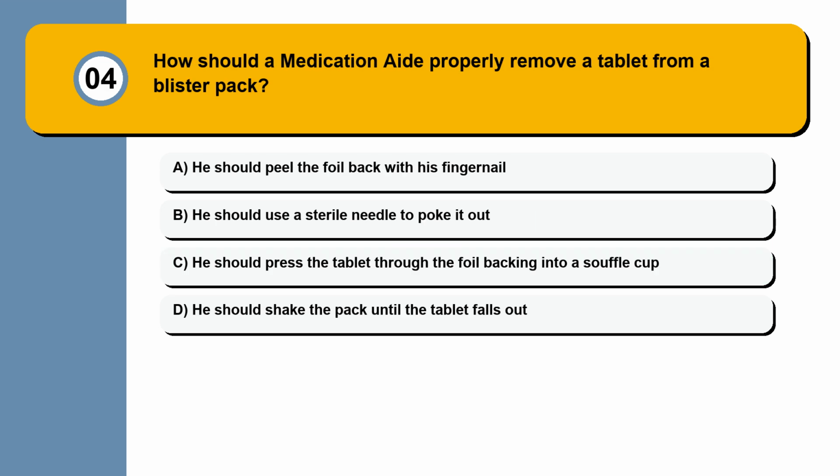Question 4. How should a medication aide properly remove a tablet from a blister pack? He should peel the foil back with his fingernail. He should use a sterile needle to poke it out. He should press the tablet through the foil backing into a souffle cup. He should shake the pack until the tablet falls out.